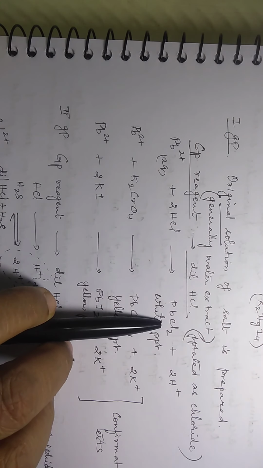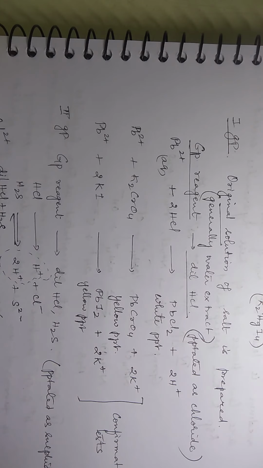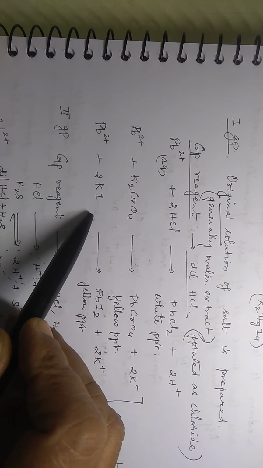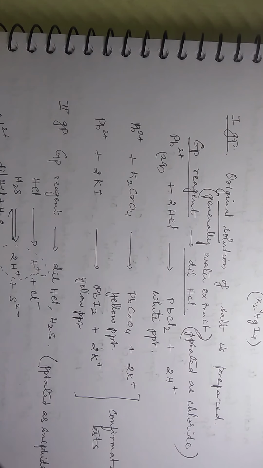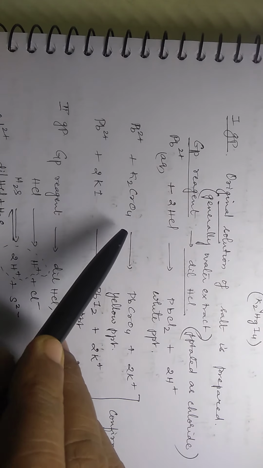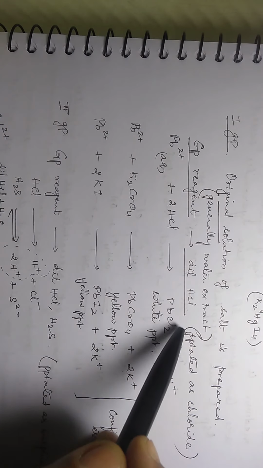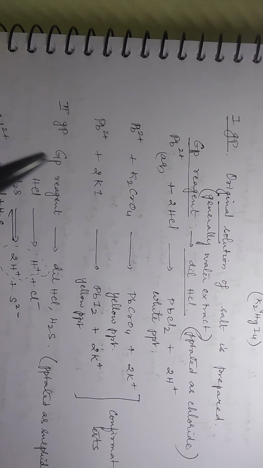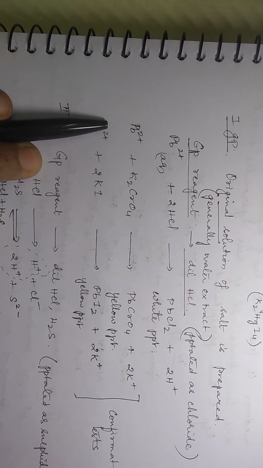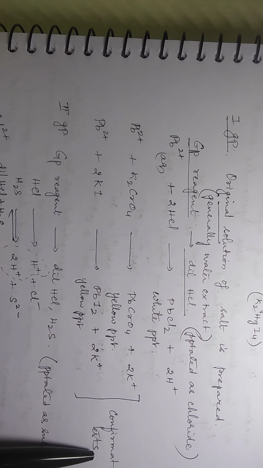Now once you identify that your cation is Pb2+, then you will have to confirm by other tests called confirmatory tests. So when you perform these two tests, it will confirm that your identification is correct. You can't leave it here. You have to continue to find out whether your detection of Pb2+ is correct or not. For that, you will have to perform confirmatory tests.